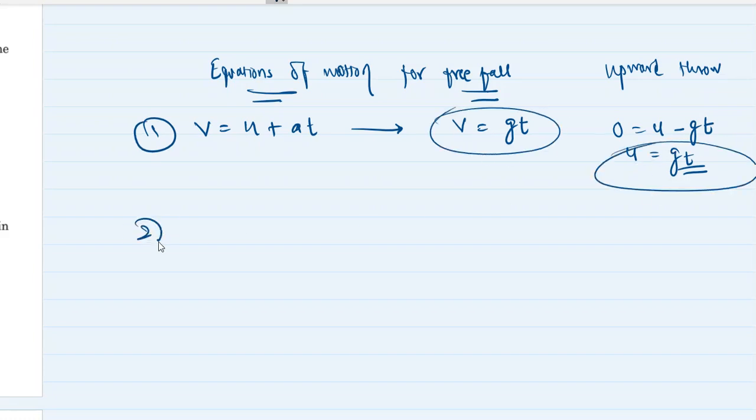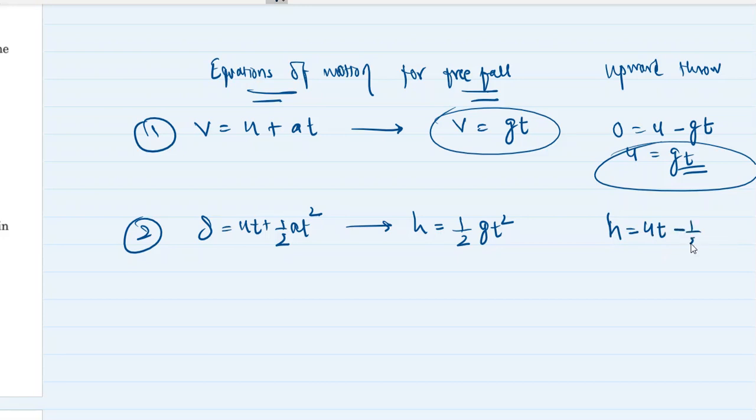Second equation, s = ut + ½at². Now s will become h, u will definitely become 0 because it's a free fall, so ut will become 0, and ½at² will become ½gt². For upward throw, s will become h, u will not be 0, so it will be h = ut − ½gt². This is for upward throw.